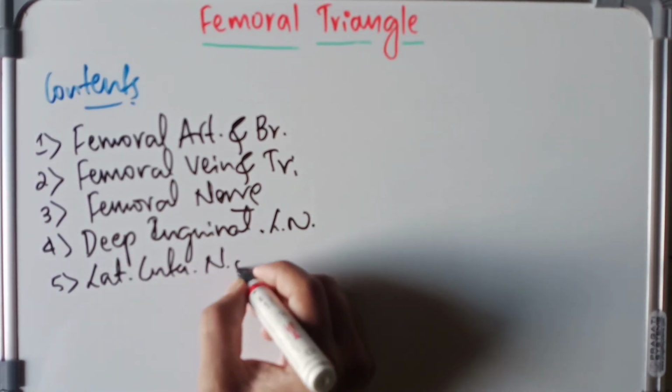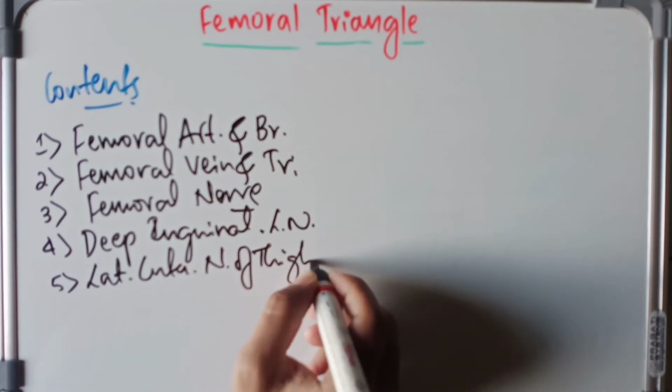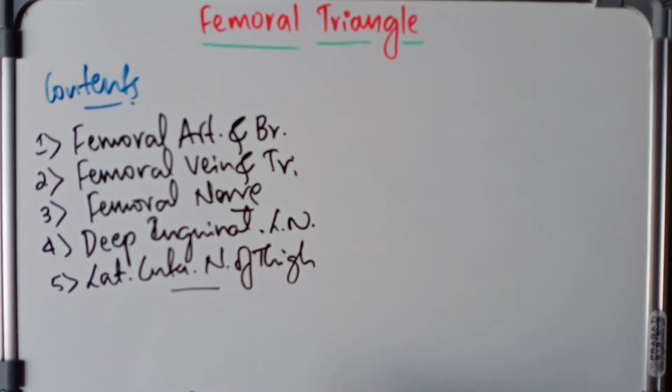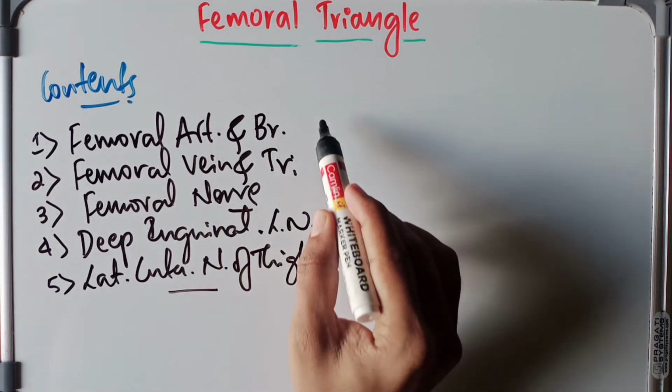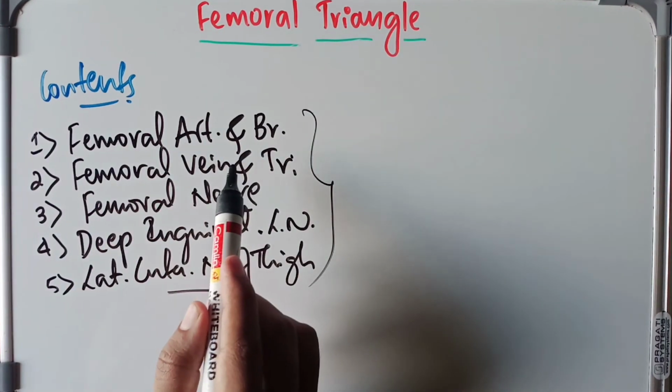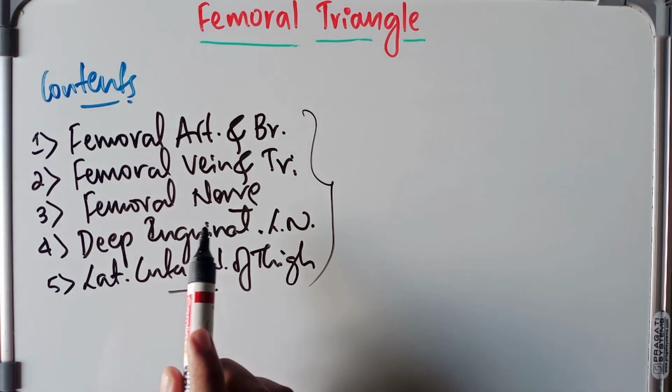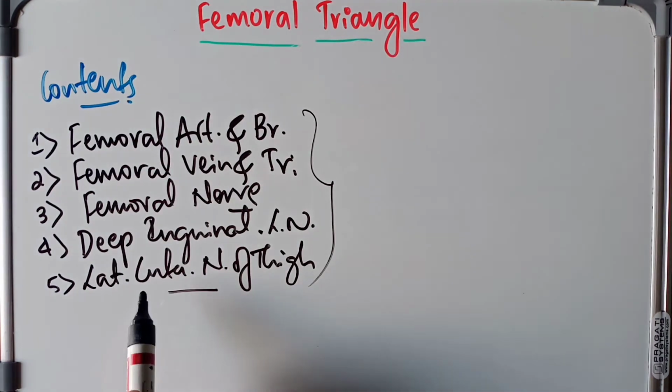And also the fifth thing is the lateral cutaneous nerve of the thigh, which is a branch of the lumbar plexus, and we also discussed the anatomy of the lumbar plexus. Make sure to watch that, and you will get to know all the nerves of the lumbar plexus as well. So these are the main contents of the femoral triangle: the femoral artery and its branches, the femoral vein and its tributaries, the femoral nerve, deep inguinal lymph nodes, and the lateral cutaneous nerve of the thigh.